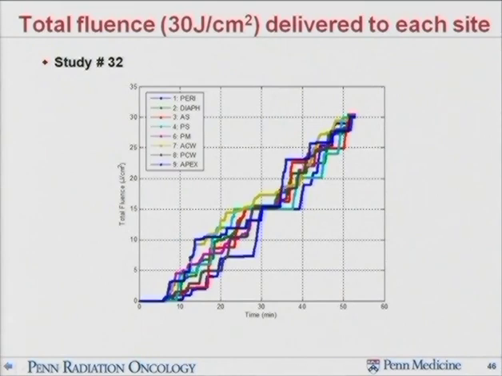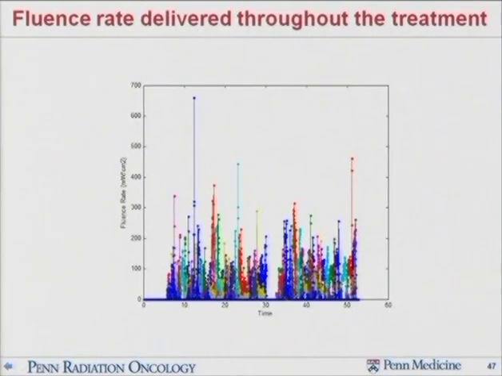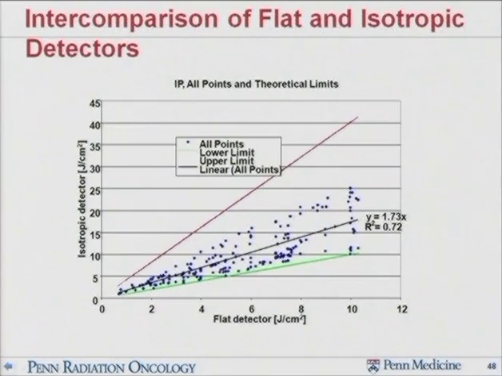We put in 7 detectors, and you can see the 7 detectors going up to about 30. That's the flat detector dose rate. If you look at the fluence rate, they're going wide all over the place. But the cumulative fluence is actually pretty reasonable. So here is the ratio between all these studies. We have about 15 patients studied.